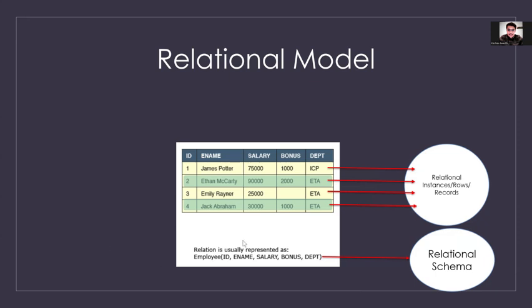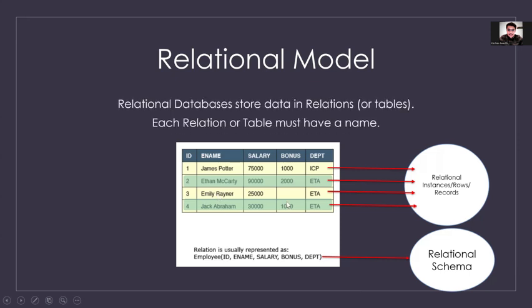That relation we can show in the form of a schema. Here you can see I have added one. In the last line it is written employee ID, e-name, salary, bonus, and department. So if this is a table, firstly I will show you two points. Relational databases store data in relations or tables. Firstly, this is an important point. Every relational database stores the data in the form of tables, and each relation or table must have a name. If this is a table related to employee names, their salary, bonus, and department, then that table must have a name. And in the last line, I have written the name of the table also, which is employee.